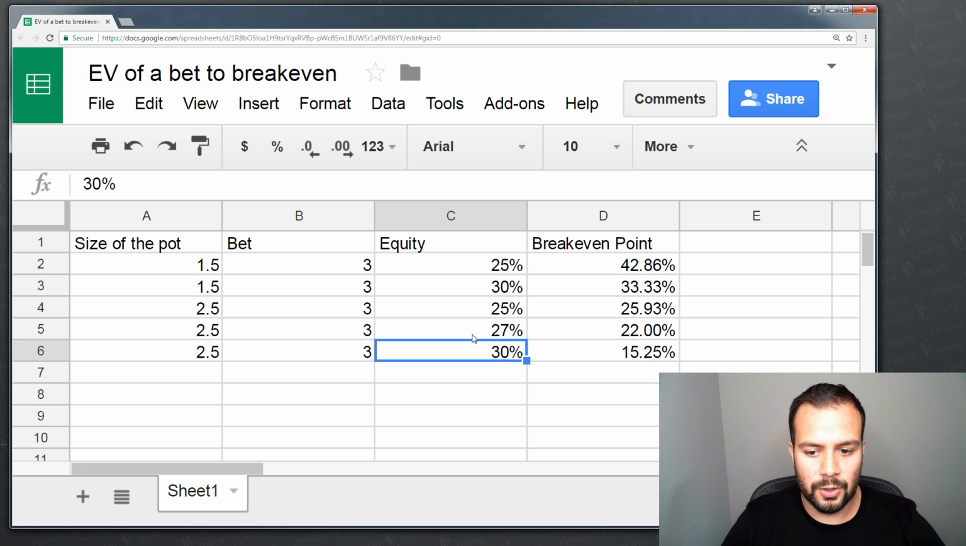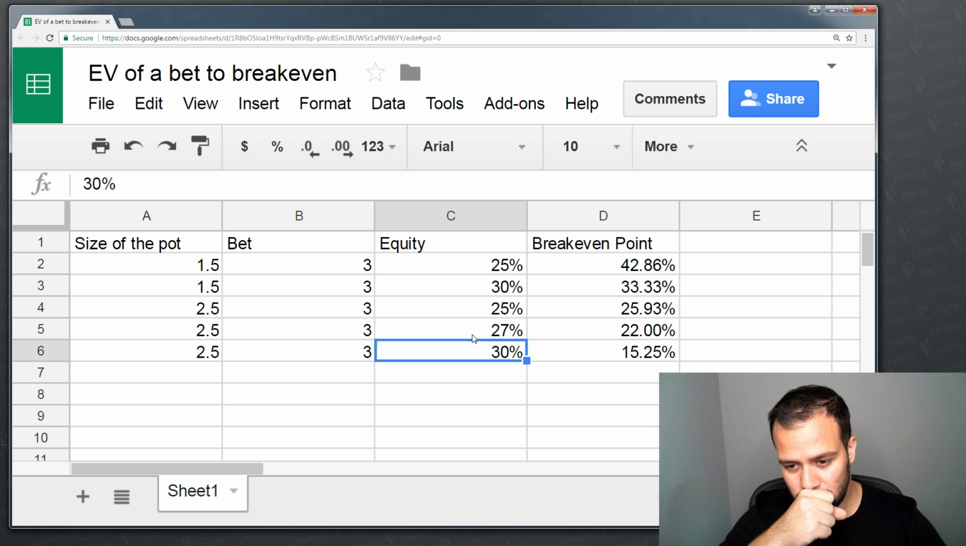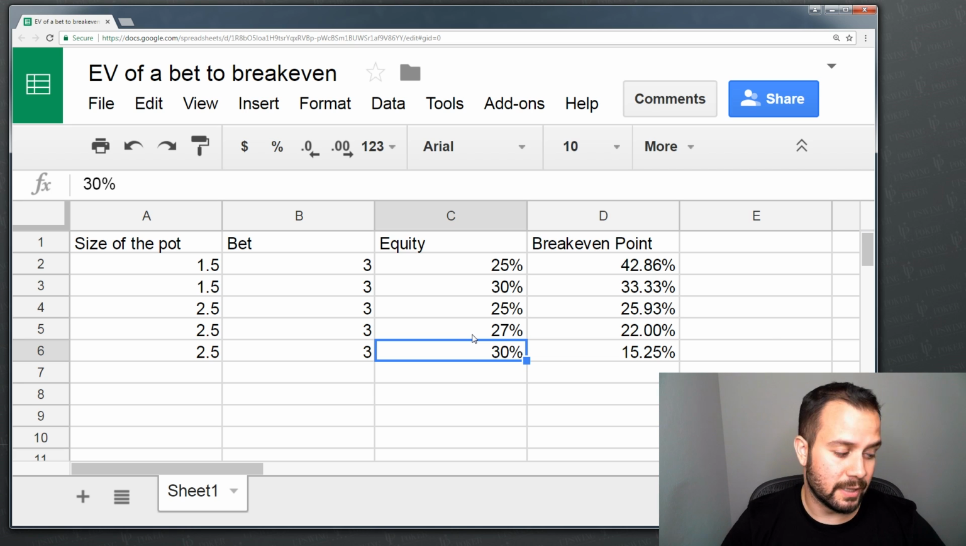Like 30 in the cash game was like we need at least 30. Probably here in the tournament, it's like we need at most 30 to raise, maybe a little bit more, or a little bit less is okay as well.